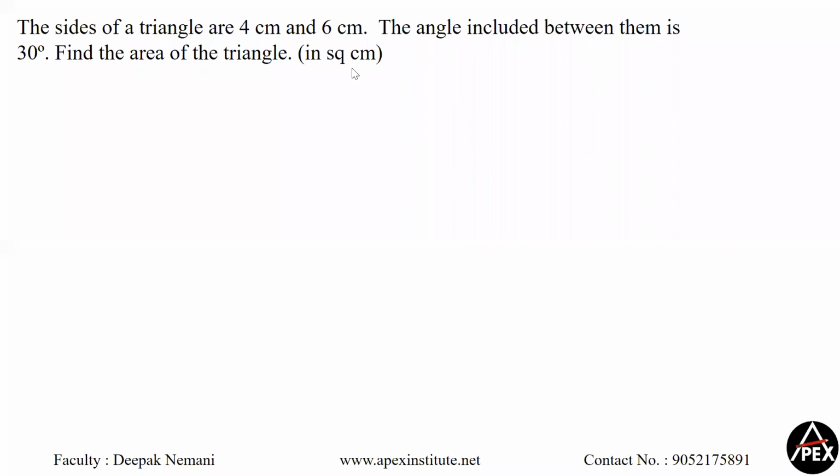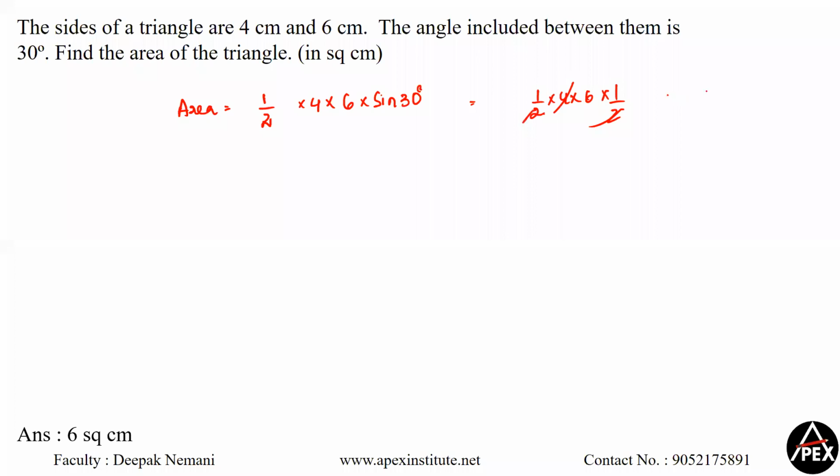Perfect. So we are given the length of two sides and the included angle between them, isn't it? So the formula that has to be used will be area equals half into AB sine theta. Half into 4 into 6 into sine theta. What is sine 30? Half, 1 by 2. So half into 4 into 6 into 1 by 2. So these two will get cancelled and the answer should be 6 square centimeters.